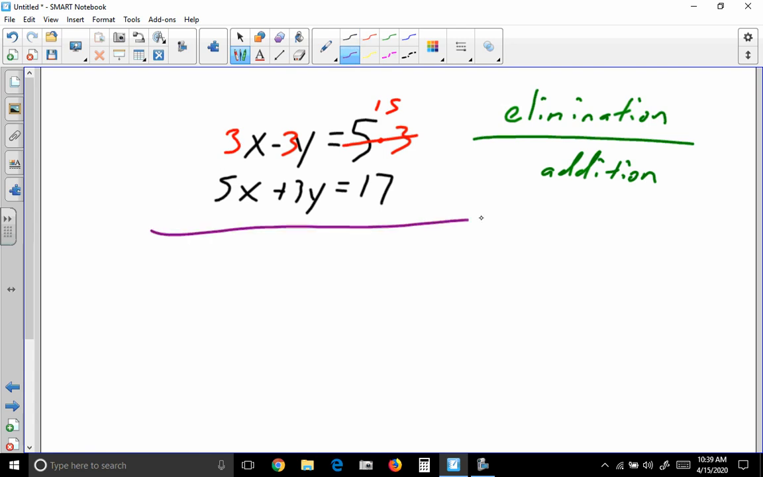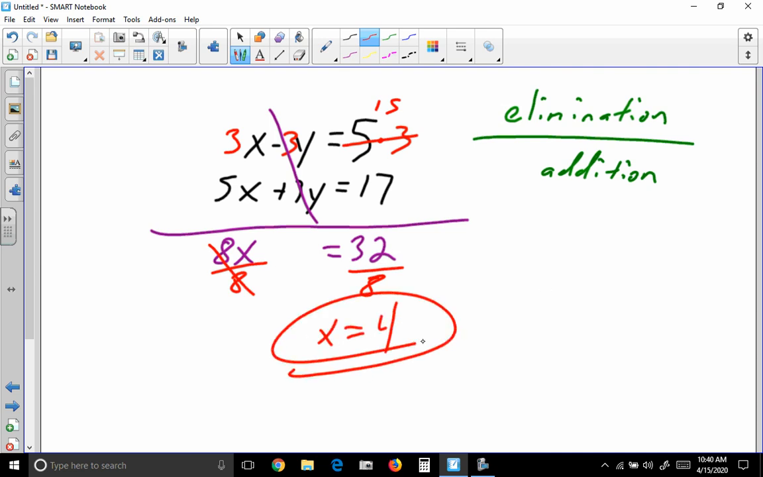So now if we add our equations together, when we add the left sides together, we have 3x plus 5x, and minus 3y plus 3y cancels. And on the other side, we have 15 plus 17, which is 32. Now to get x by itself, divide both sides by 8, and we have x, which is the same x value we got doing it the other way, because of course the solution is going to be the same solution.